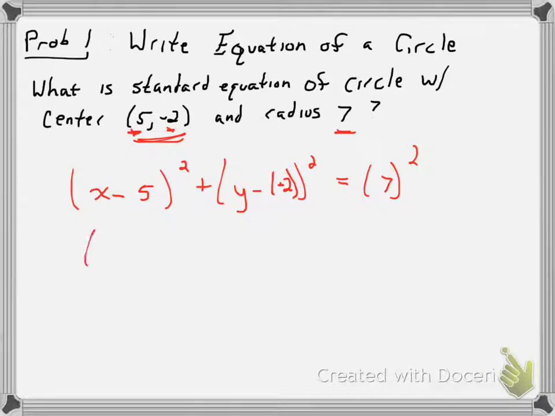Well, let's clean it up. Nothing needed here. (x - 5)² plus, now minus and negative can't stay. Remember, that becomes plus a positive, plus 2 squared equals 7 squared, which gives me 49. And that's your equation of your circle.